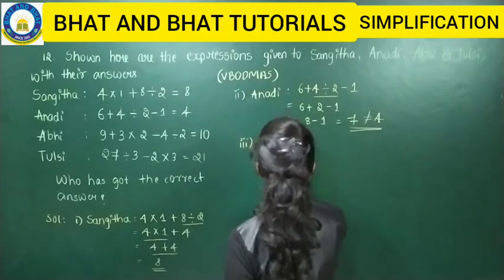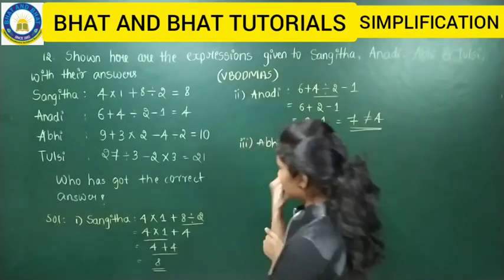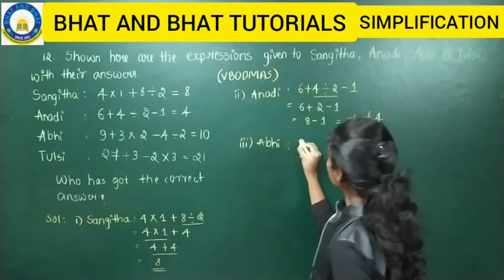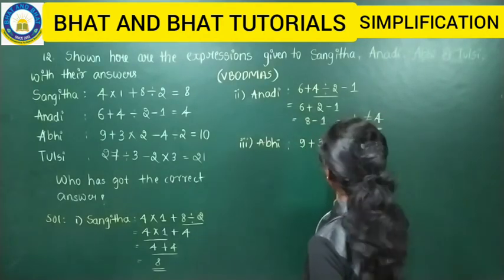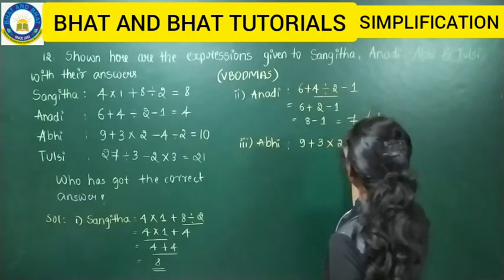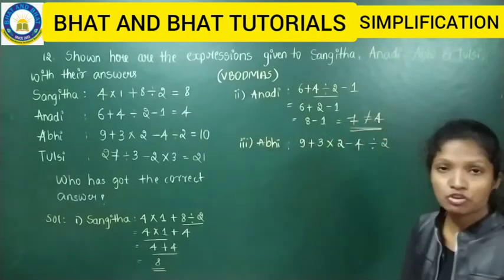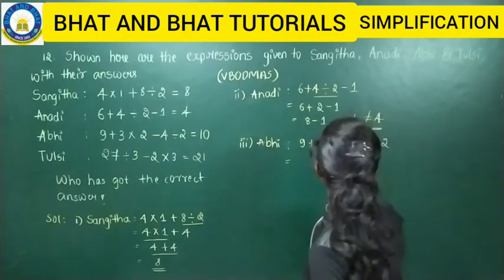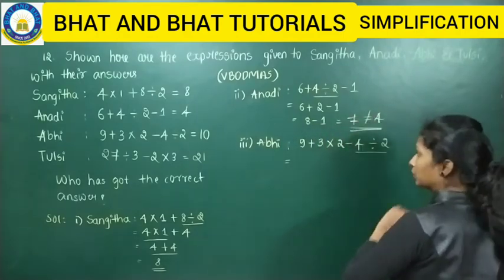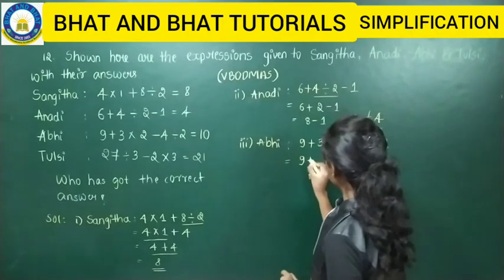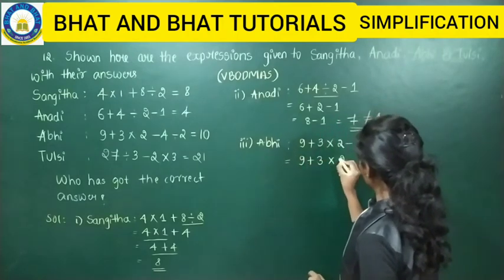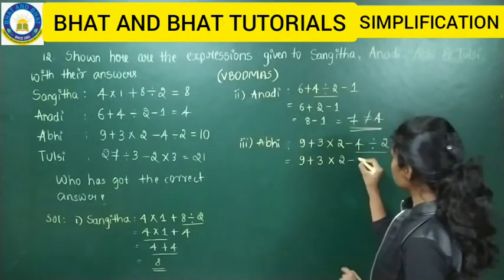So Abhi's equation, we'll just see it now: 9 plus 3 into 2 minus 4 divided by 2. This is the equation of Abhi. So we'll just solve this. First we have to go with the division. 9 plus 3 into 2 minus, 2 2s are 4.